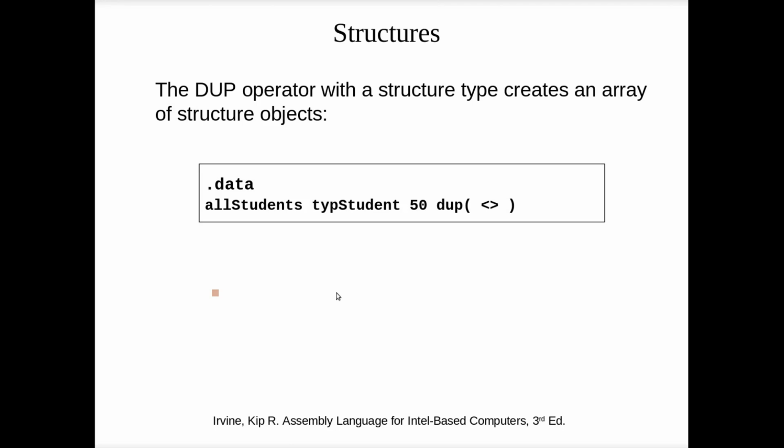If you want to, you can also use the duplicate operator to make an array of structures. Say I'm going to do all students in this class, there's 20 of us, or maybe 50. We have the name, then the type like you normally would, and then how many you're going to have, and then you duplicate it with empty structures.